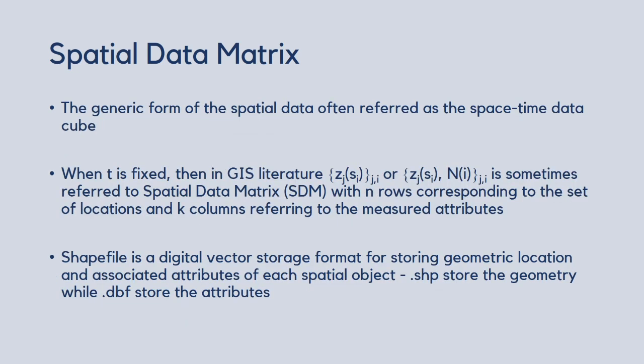So the generic form of the spatial data that we have seen before is often referred to as the space-time data cube. So when t is fixed, then sometimes it is referred to as the spatial data matrix with n rows corresponding to the set of locations and k columns referring to the measured attributes.